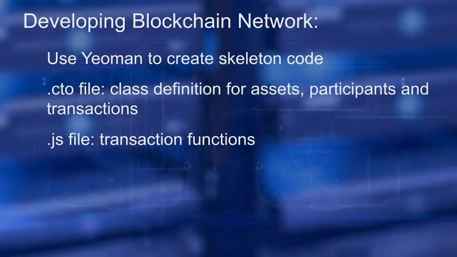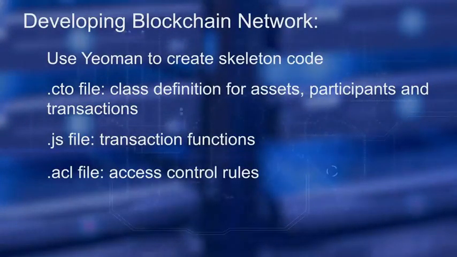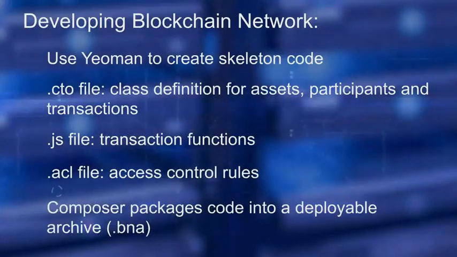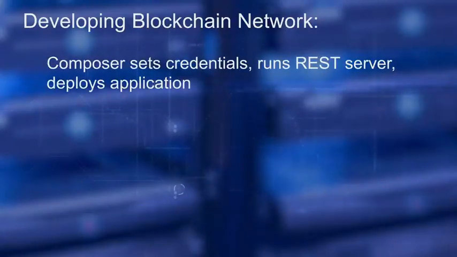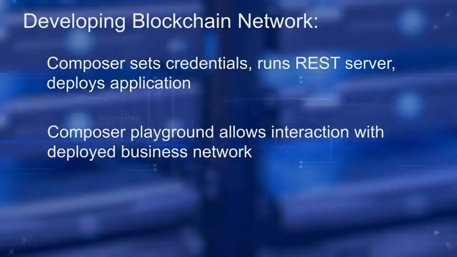In the JavaScript file are the transaction functions. In the access control file, ACL, are the basic access control rules. After updating the CTO, JavaScript, and ACL files, the entire directory is packaged using the Composer tool into a deployable business network archive. Composer is used in setting the credentials, running a Node server, and deploying the application. The Composer Playground tool is executed to allow interacting with the deployed business network.